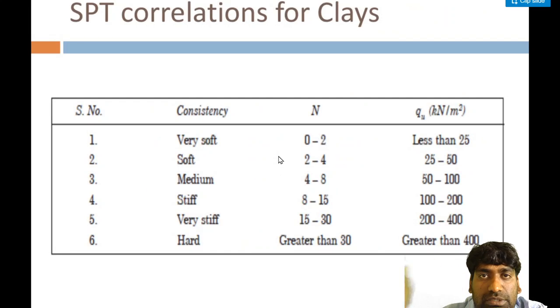This is the N value SPT correlation for clays: very soft, soft, medium, stiff, very stiff and hard. Depending upon the N value, you can determine the unconfined compressive strength in kilonewton per meter square. Like for 4 to 8 you have 50 to 100 kilonewton per meter square for any clay.